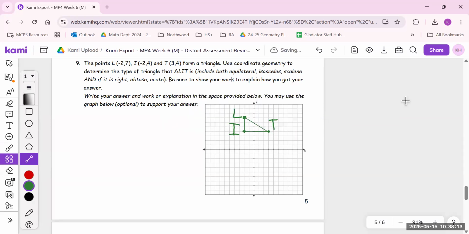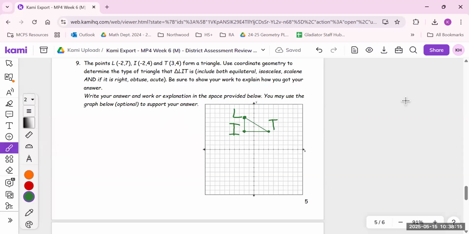Now, it's asking me to use coordinate geometry to determine what type of triangle LIT is. We want to include the side information, whether it is equilateral, isosceles, or scalene, and whether it is right, obtuse, or acute. So we're categorizing both the types of angles and the types of sides you'll see. Well, I can look at this. I'm going to do the sides first.